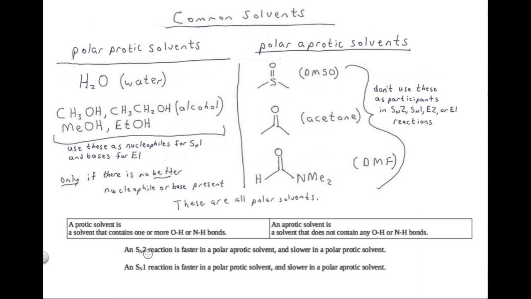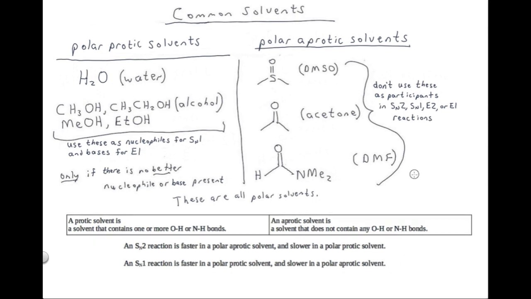An SN2 reaction is faster in a polar aprotic solvent and slower in a polar protic solvent. An SN1 reaction is faster in a polar protic solvent and slower in a polar aprotic solvent. Now would be a good time to pause the video and memorize those facts.